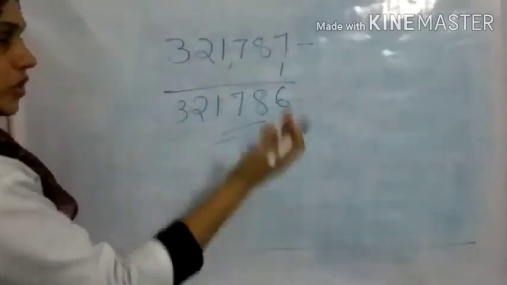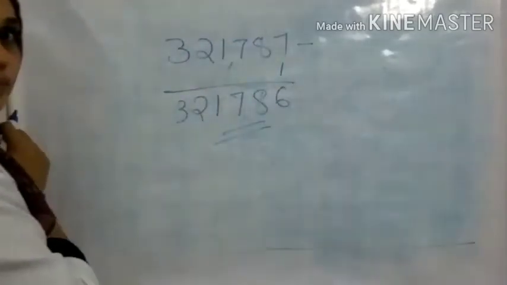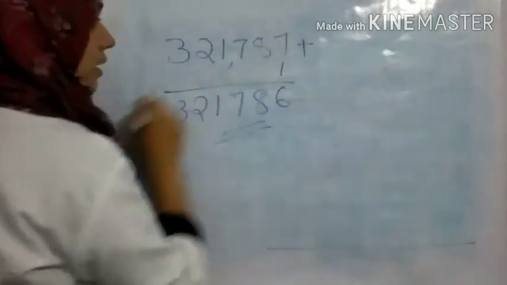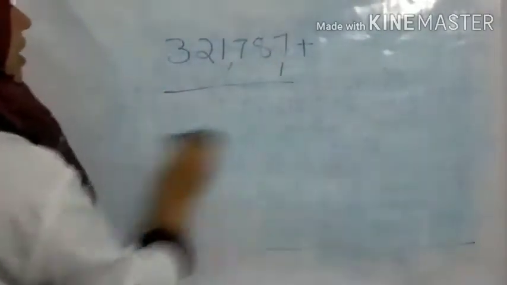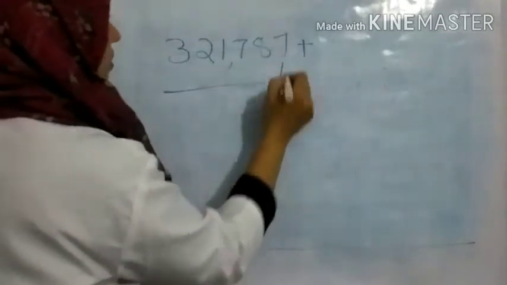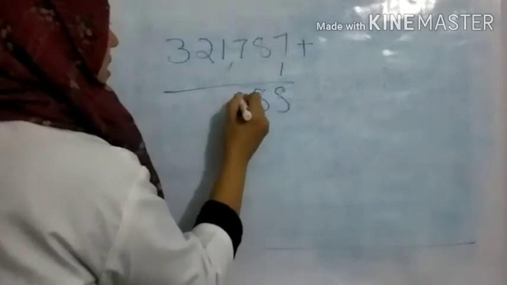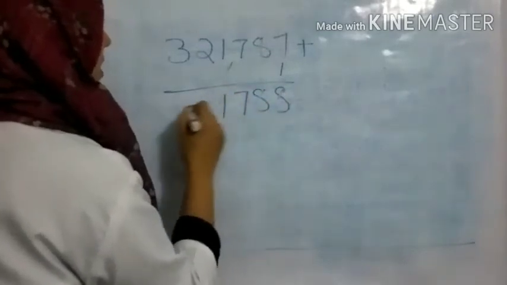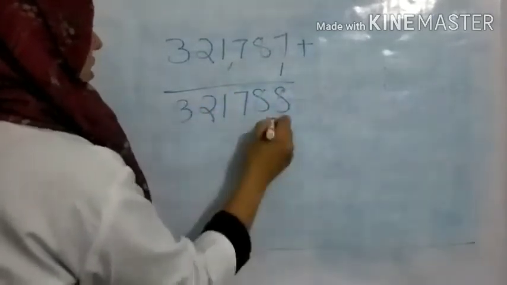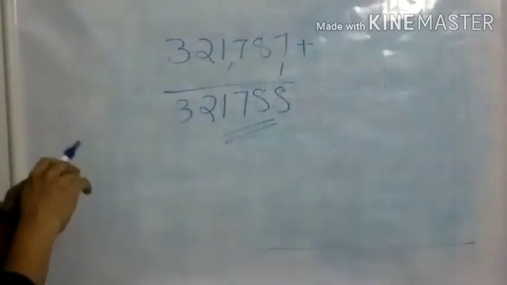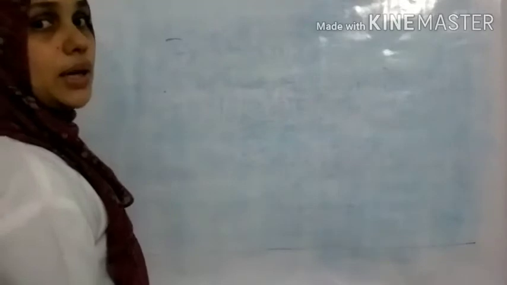Then we can get the successor also. How? Add 1 to this number. Then what is the number? If we add 1, the number will become 3,21,788. This is the successor. Then next question from comparing numbers.